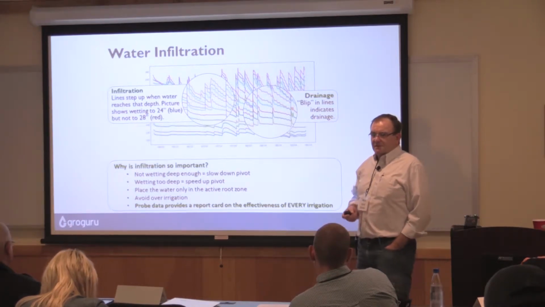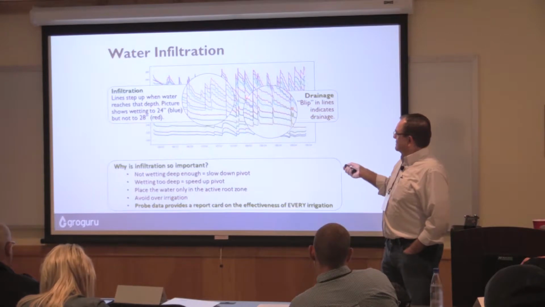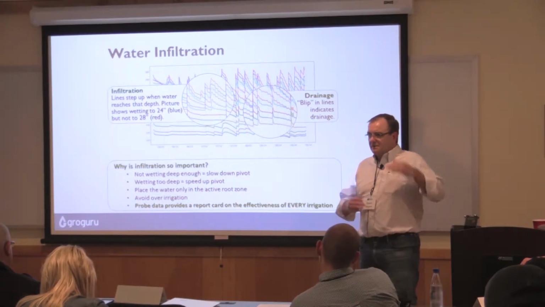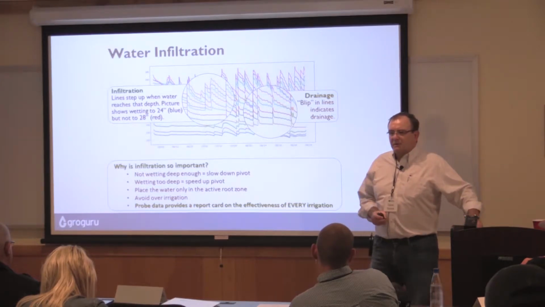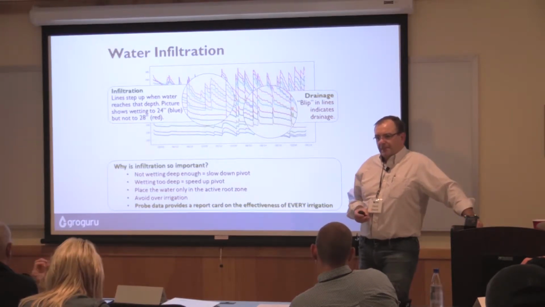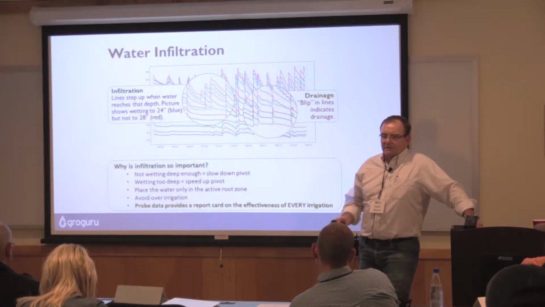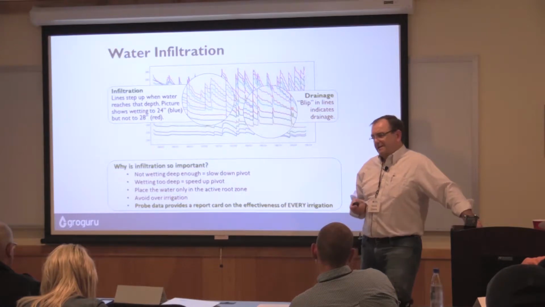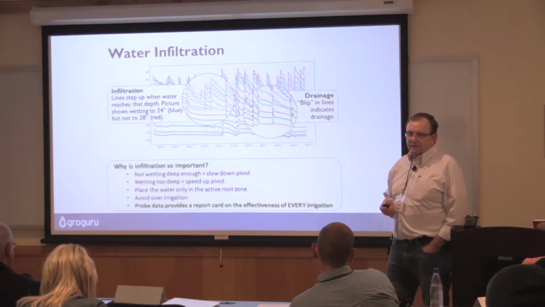So there's a signature that says, am I wetting it up enough? There's a signature that says, am I pushing it past what the soil can hold? And so you can get a pretty good feel for how well I'm doing. So if I'm not getting it deep enough, slow the pivot down. If I'm basically getting it out the bottom, probably stop irrigating, because the soil's full at that level.